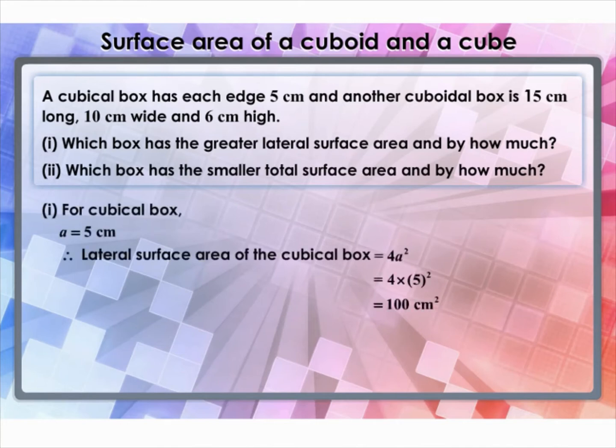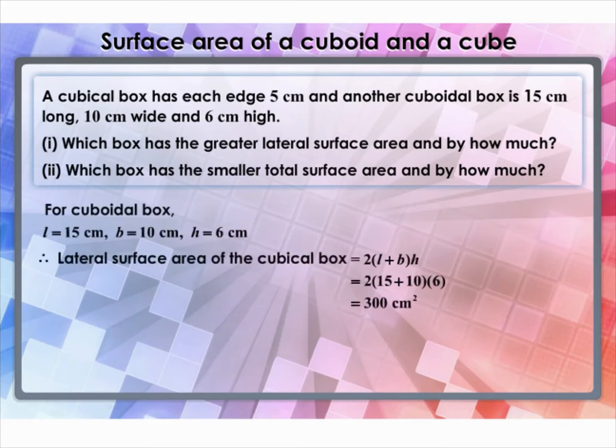Now, first let's find the lateral surface area for the cubical box. A is 5 centimeters. Therefore, the lateral surface area of the cubical box is 4A square, that is 100 square centimeters. Now, we find the lateral surface area of the cuboidal box. L is 15 centimeters, B is 10 centimeters, and H is 6 centimeters. Therefore, the lateral surface area of the cuboidal box is 2 into (L plus B) into H, that is 300 square centimeters.